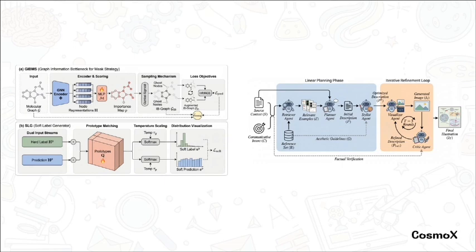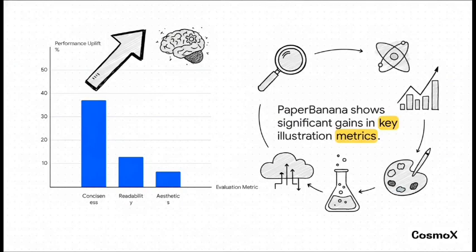On the right, that's Paper Banana's take on it. I mean, just look at the difference. The layout is so much cleaner, the icons are consistent, and the whole flow of logic from left to right is just clearer. It's not just that it looks better, it's genuinely easier to understand what's going on. And the numbers really don't lie.